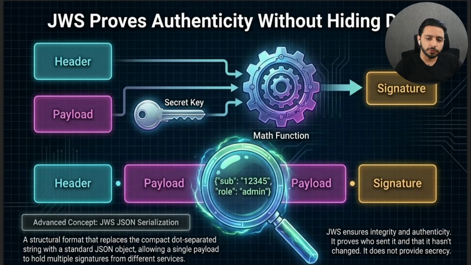JWS, or JSON Web Signature, is the specific standard that defines how that signature is created. It is the process we use to take the header and the payload, run them through a mathematical function with a key, and produce that final string of characters. So while the signature is the last part of the token you see, JWS is the specification that makes that part possible. It ensures integrity, meaning that data hasn't been changed, and authenticity, meaning we know who sent it.